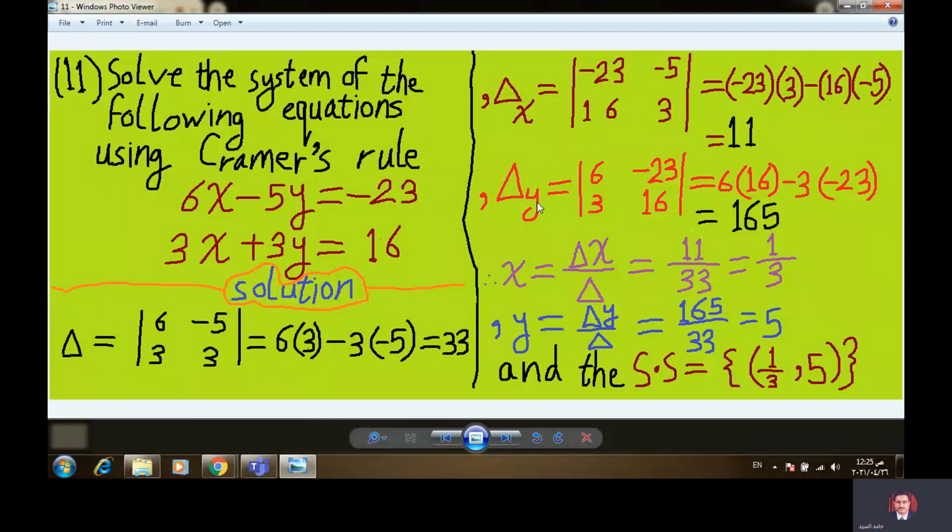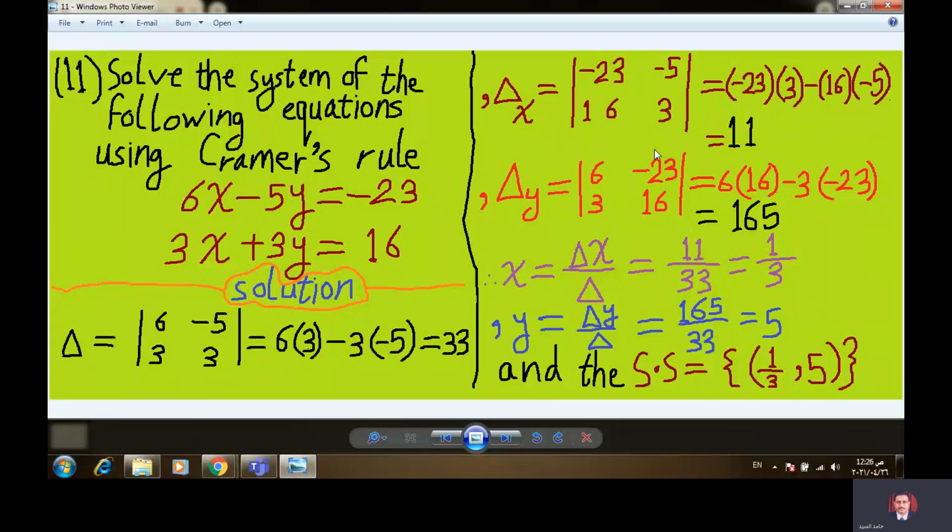Look at delta y equal this determinant. Inside it, we have elements 6, negative 23, 3, and 16. Why? Notice that 6 and 3 are the coefficients of x. Notice that negative 23 and 16 are the constants, which are free of x and y.